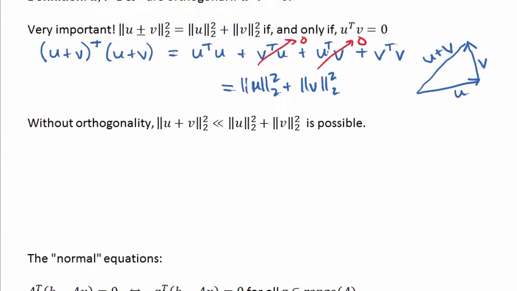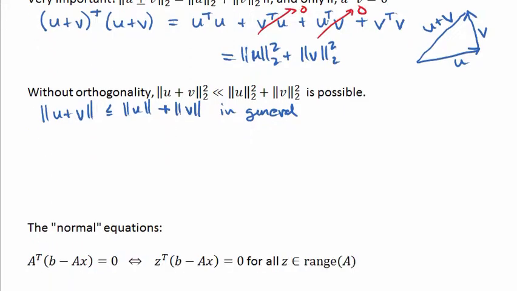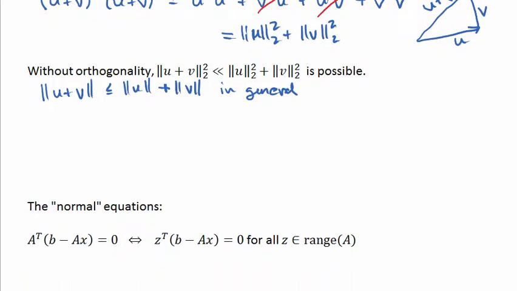Well, why am I making a fuss about this? Well, we do know with norms that we have a triangle inequality in general for any norm. The norm of the sum is less than or equal to the sum of the norms. Now, if you have the 2 norm and you square both sides in the right way, you get equality. But if you don't have orthogonality, then this less than or equal to might really be much less than.